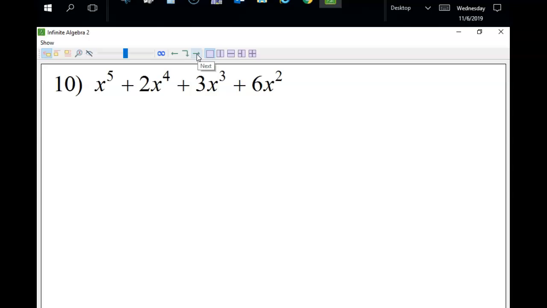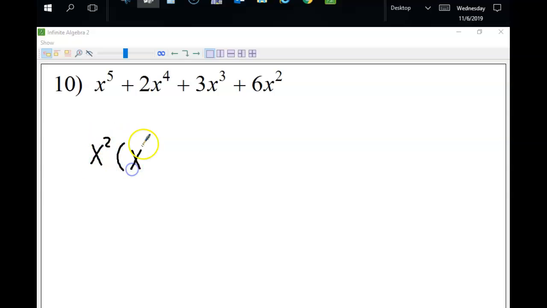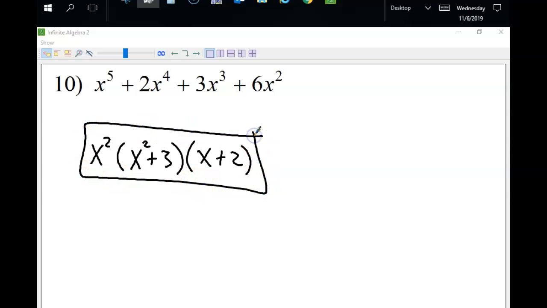But here's one for you. It's kind of like the one I just did. See what you guys can do. x squared, parentheses, x squared plus 3, and then x plus 2. That's it. This one didn't have any differences of squares on it or anything, so that was a pretty shortcut.